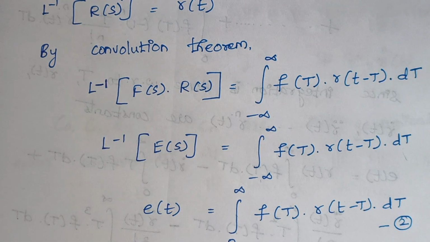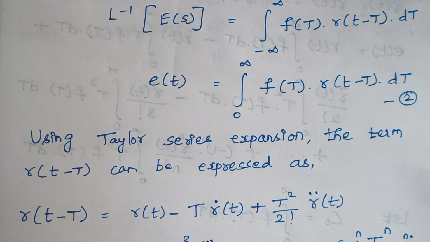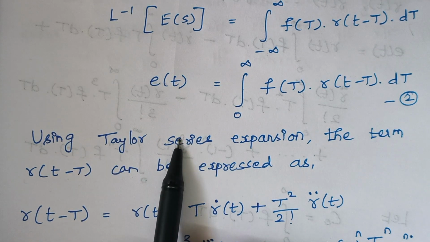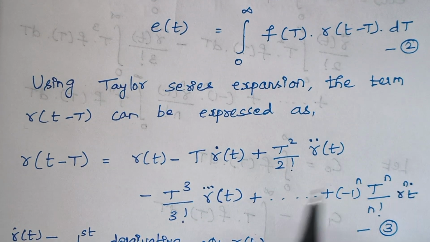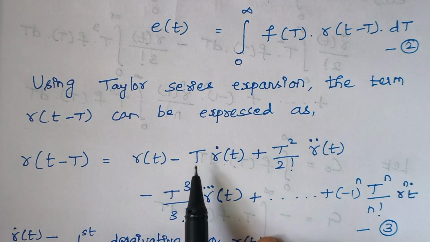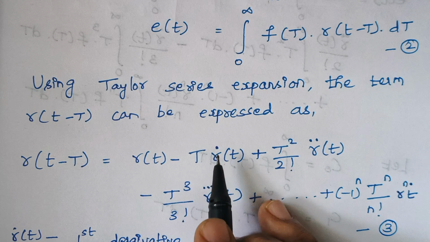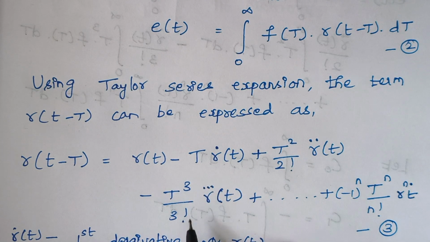And the next thing we are going to use is the Taylor series. Hope you heard all these terms already. So using this Taylor series expansion, we are expanding the term r of t minus T. So what is this Taylor series? Here we have expanded, you see, that is r of t minus T is equal to r of t minus this capital T into r dot of t. R dot is nothing but differentiation, right? Plus T square by 2 factorial into r double dot of t, and again minus T cube by 3 factorial into r triple dot of t, plus it goes on, right?